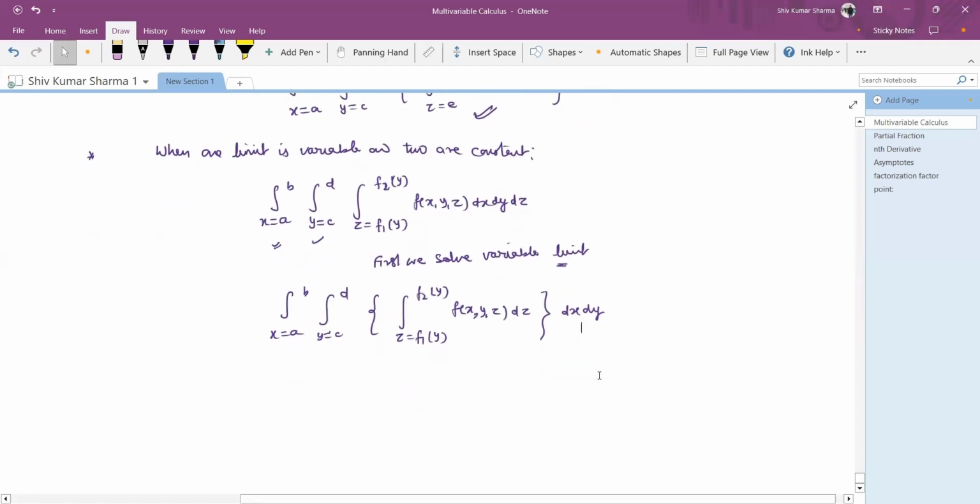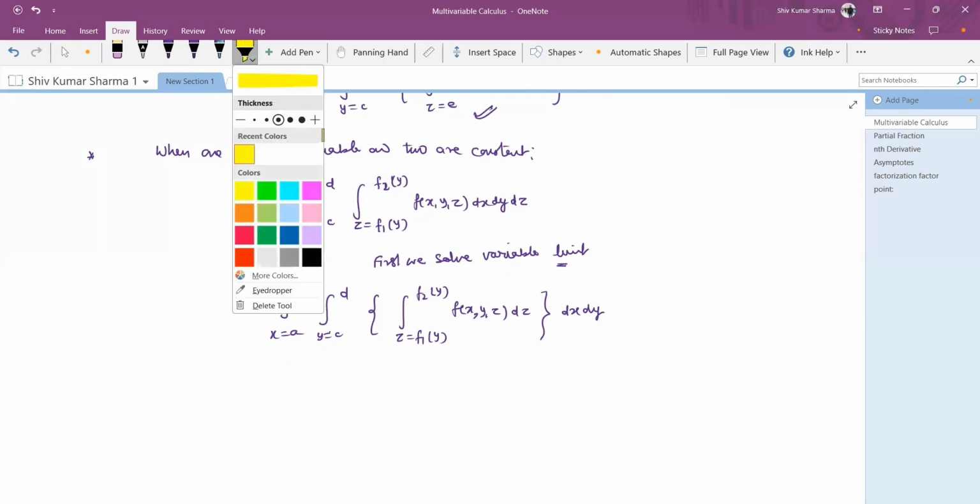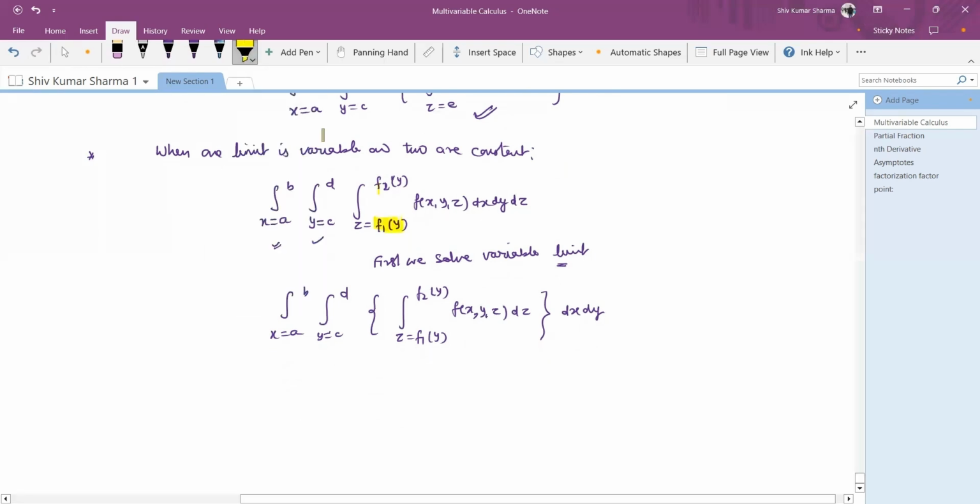Now we make different cases. For different cases, here we have taken the limit of z in terms of y. It may be possible that the limits will be given in terms of x. Okay, so this may also be possible. So accordingly we integrate with respect to z.